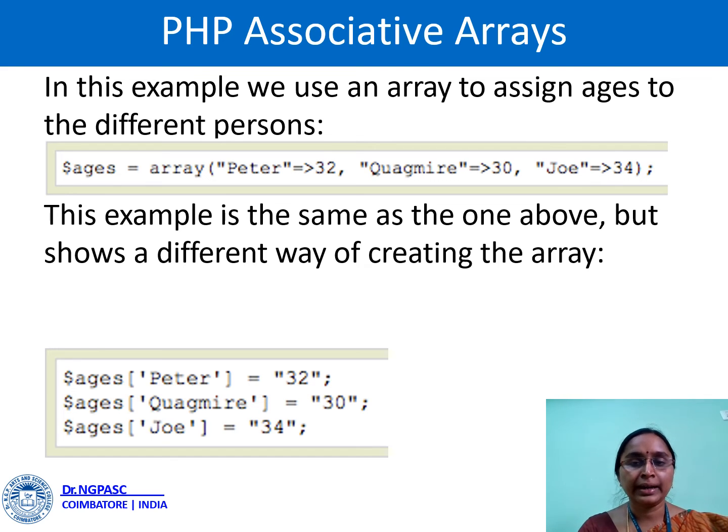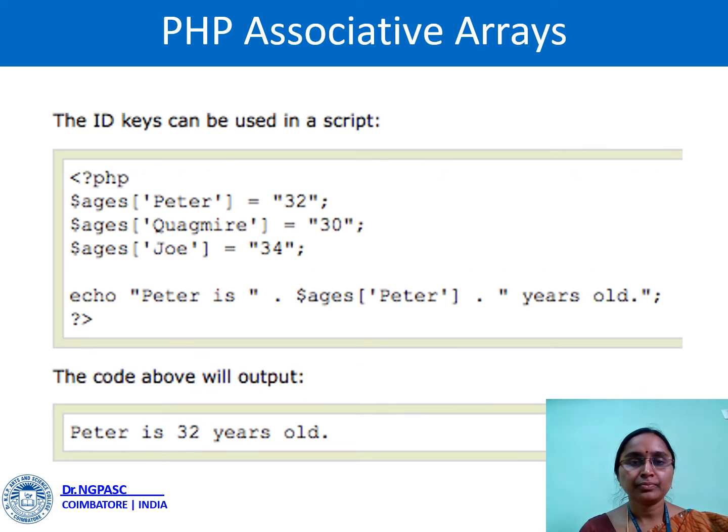For that, here you're using the associative array: $ages['Peter'] = 32, $ages['Quagmire'] = 30, $ages['Joe'] = 34. Here 32 is associated with Peter, 30 is associated with Quagmire, and 34 is associated with Joe. Likewise, the associative array is represented.